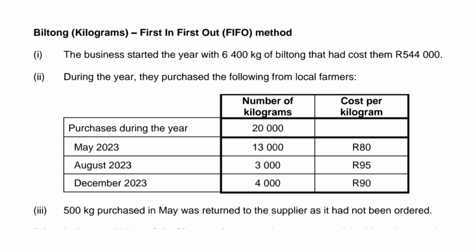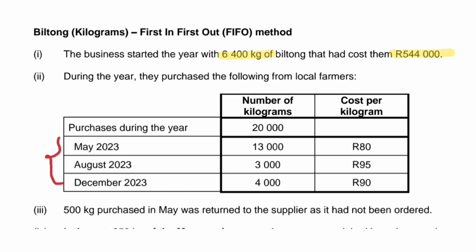The business started the year with 6,400 kilograms of biltong, and that stock cost them 544,000. We purchased 13,000 kilograms of biltong. We made further purchases in August where we purchased an additional 3,000 kilograms at a price of 95 rands per kilogram. And the last purchase we made for the period is in December where we purchased 4,000 kilograms, and a kilogram was priced at 90 rands.